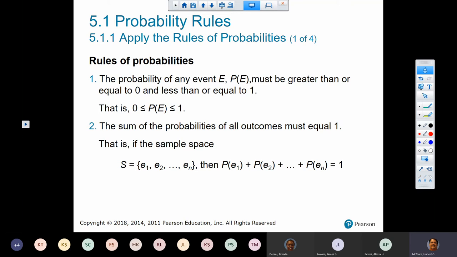If you add up all your probabilities in a table, they should equal 1. If it doesn't equal 1, it's not a probability. They will give you an example of that here in just a minute.